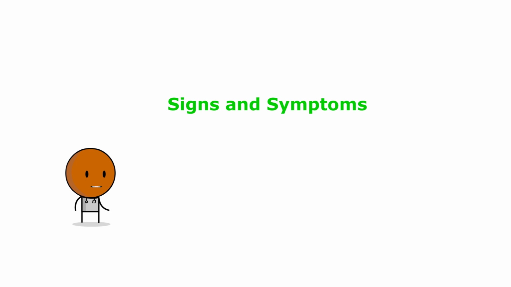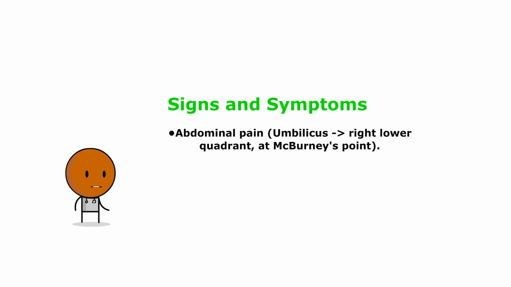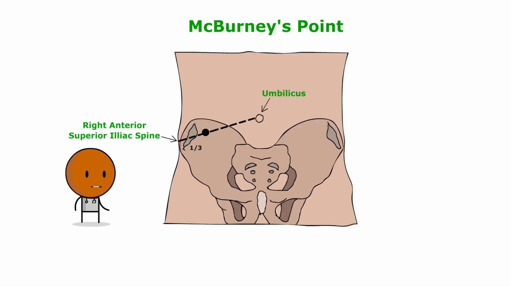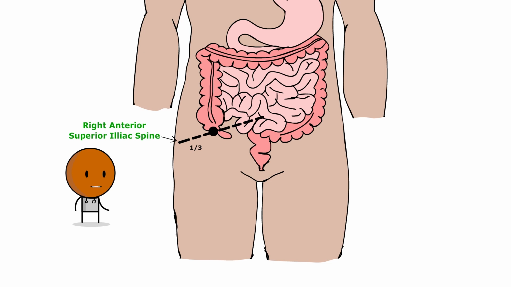Patients with appendicitis typically present with abdominal pain, which initially manifests around the umbilicus and then localizes to the right lower quadrant at McBurney's point. McBurney's point is located 1/3 of the distance from the right anterior superior iliac spine to the umbilicus. This roughly corresponds to the most common location of the base of the appendix, where it attaches to the cecum.